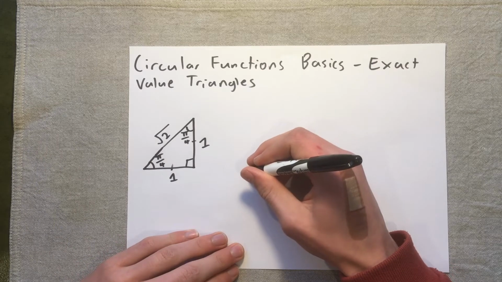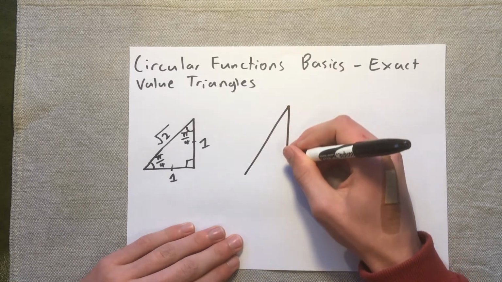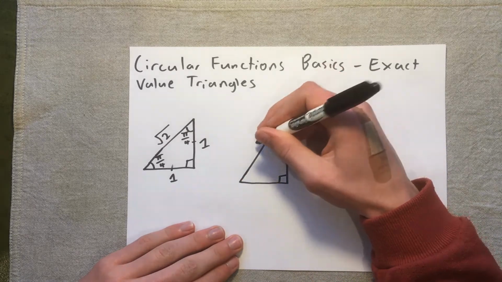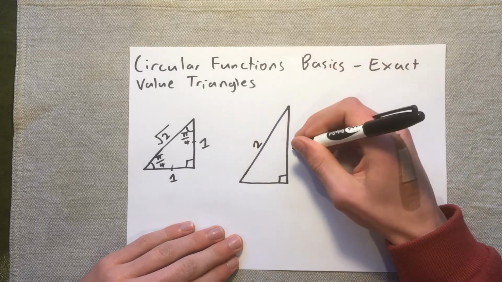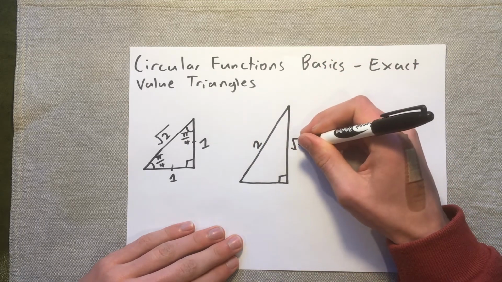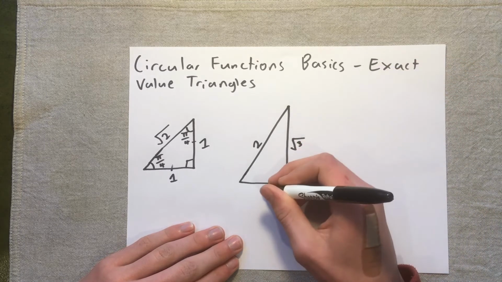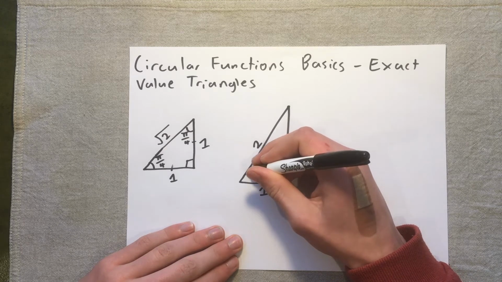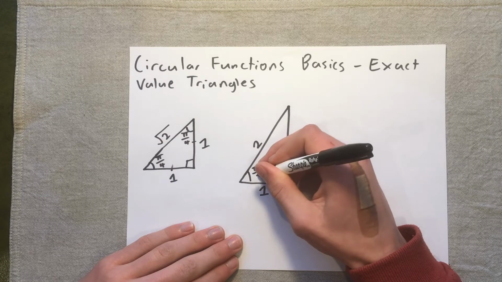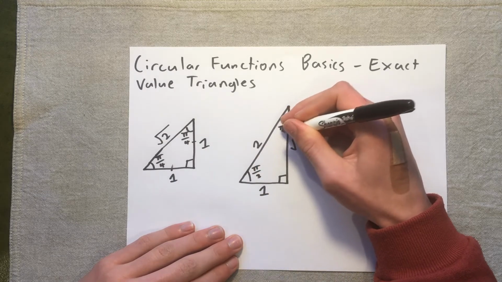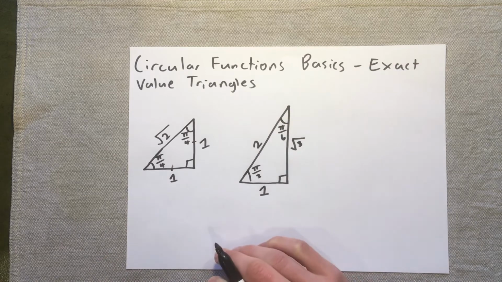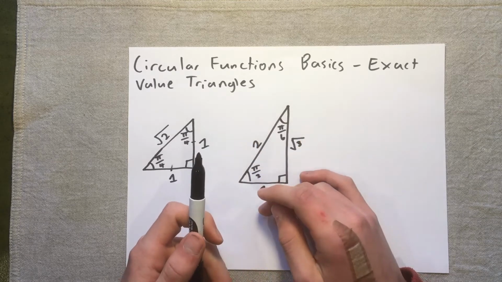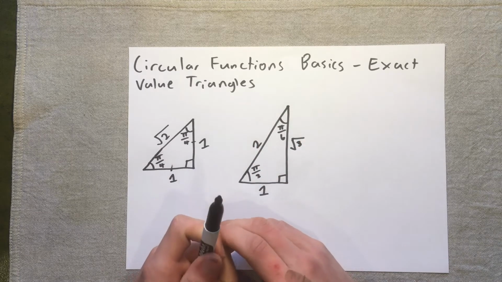The next exact value triangle, slightly more tricky to remember. It's kind of a taller triangle here, still a right angle triangle, and this time we've got a hypotenuse of length 2. We've got this side that is length root 3, and then this side is just length 1. Now the angles on this one are a bit trickier, so we have got here pi on 3 or 60 degrees, and here we've got pi on 6, which is 30 degrees. Now I'm sure you can already see where we're heading with this. We've got all 3 angles available, all 3 side lengths available. We can use this to get some exact values for trigonometry.